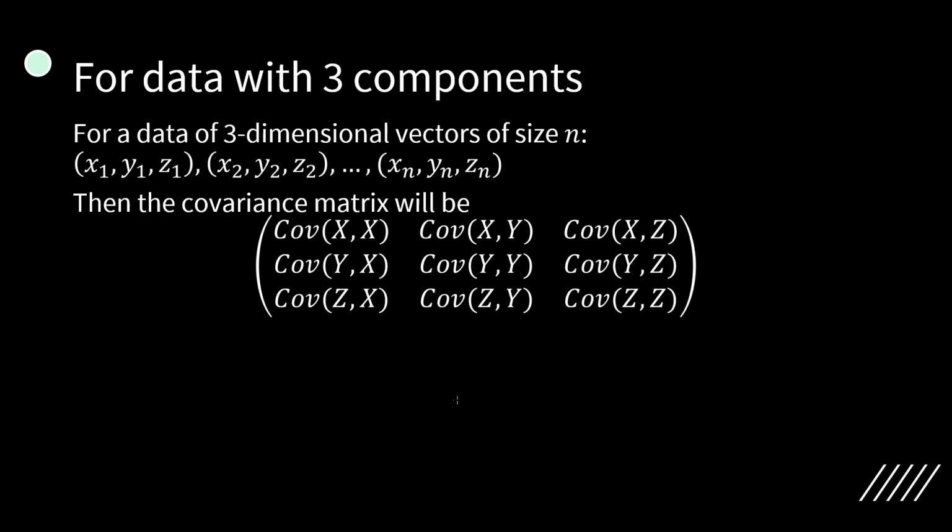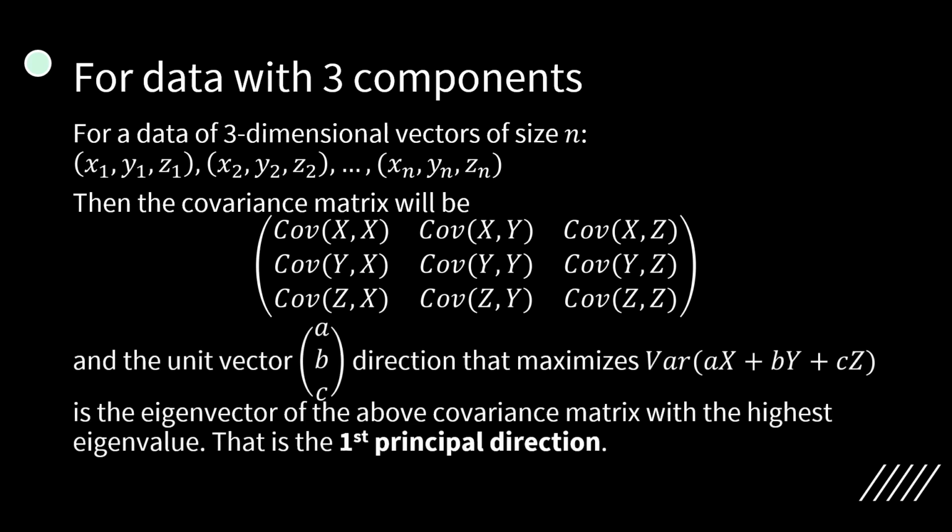This can be done similarly in higher dimensions. For example, if we had a data set of 3-dimensional vectors of size n, then we can compute the covariance matrix as here. Notice that this time it's a 3 by 3 matrix because we have 3 variables x, y, and z. And the unit vector (a, b, c) direction that maximizes the variance of ax plus by plus cz is the eigenvector of the above covariance matrix with the highest eigenvalue.